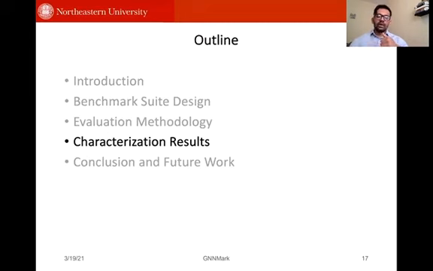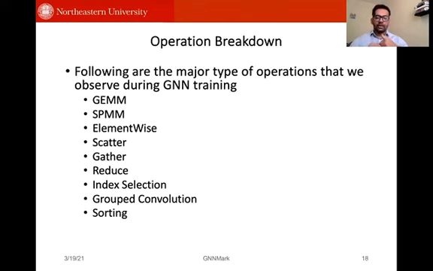Now, taking a look at the results. So first of all, following are the major types of operations that we observe during GNN training. GEMM is, of course, present in many of the workloads, and we also have this new kernel type, SPMM. SPMM is a sparse matrix and dense matrix multiplication. That is used in the aggregation step, especially in code from DGL.